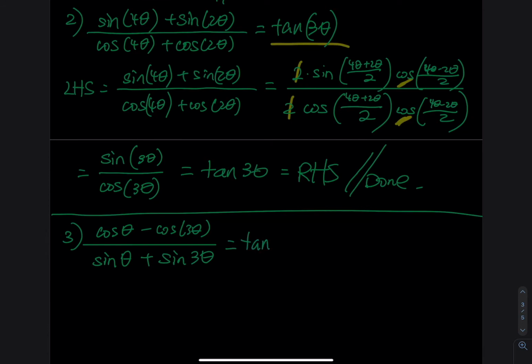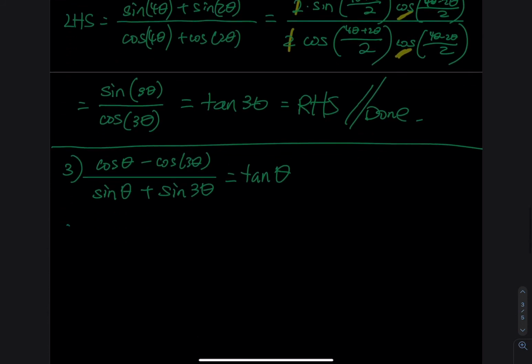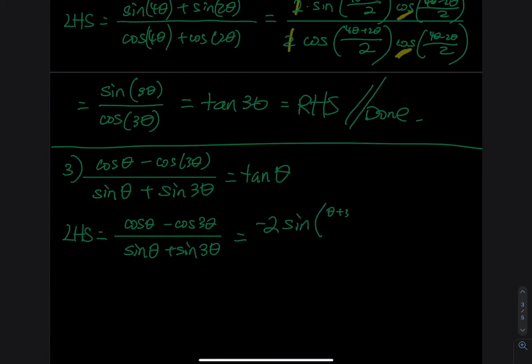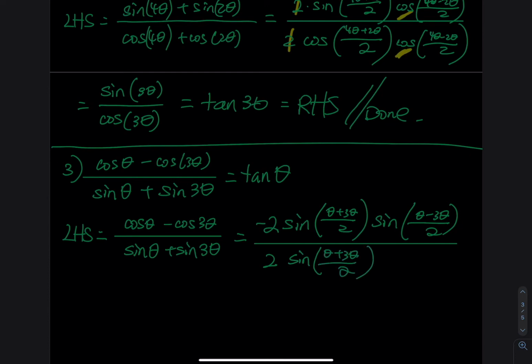Equals tangent of theta. So left-hand side, of course. So left-hand side, that is cosine theta minus cosine 3 theta divided by sine of theta plus sine of 3 theta. And then that is equal to negative 2 times, this is sine of (1 plus 3) divided by 2, and then sine of (1 minus 3) divided by 2, and then big fraction part, keep that straight, 2 times sine of (1 plus 3) divided by 2, and then cosine of (1 minus 3) divided by 2.